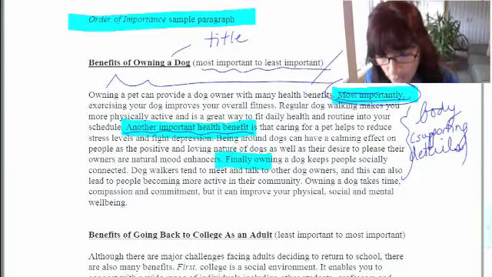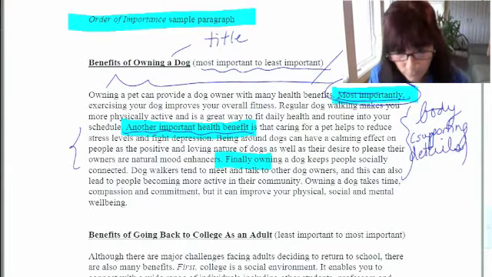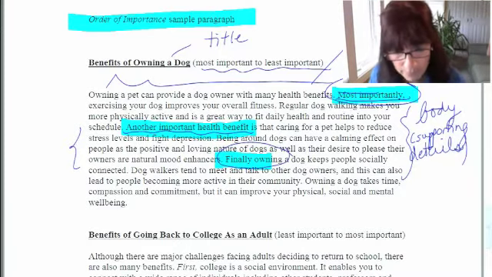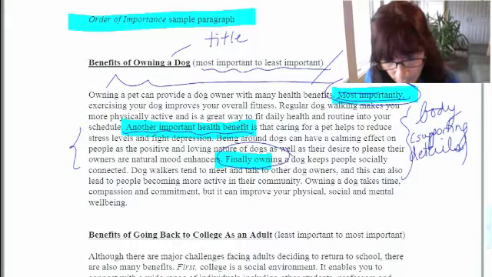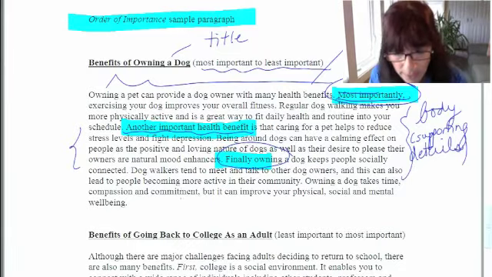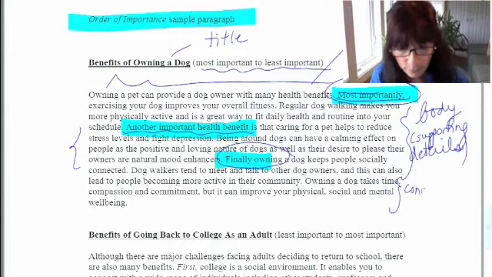Then I've gone on to another important point. It's still important, but not as crucial as the first one. And I've mentioned that it helps to reduce stress level and fight depression. And then my final point, which is also, I'm not saying it's not important, but I had to order it somehow, put it in some kind of order. I said the final point was that it keeps you socially connected because you're meeting other people, and therefore you're getting more involved in your community.